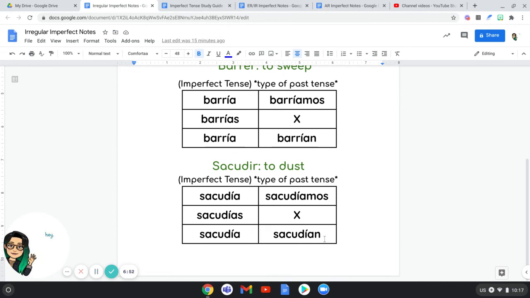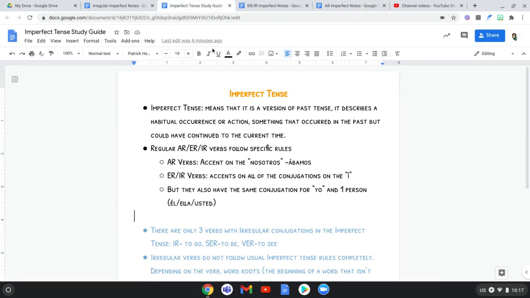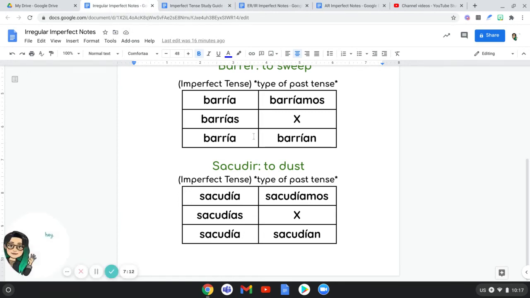So, still has that same rule. Here it is. I have way too many things open, sorry. Where it says that for ER-IR verbs, accents are on all of the conjugations on the letter I, and they all have the same conjugation for yo, and the one individual. That's exactly what that was, right? So, same individual, or same person/individual, same endings.